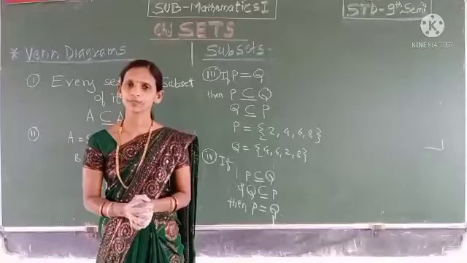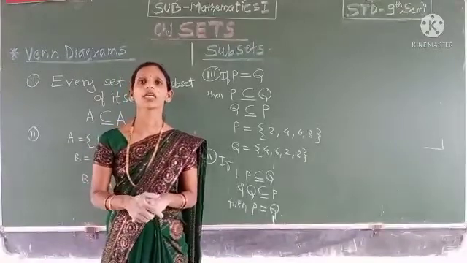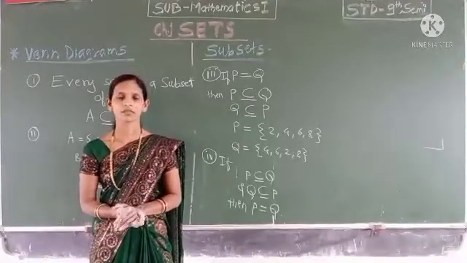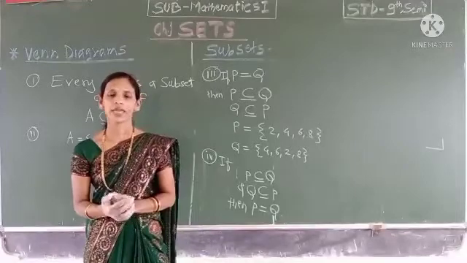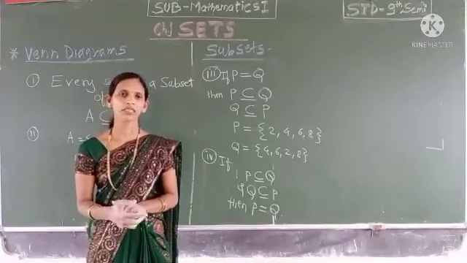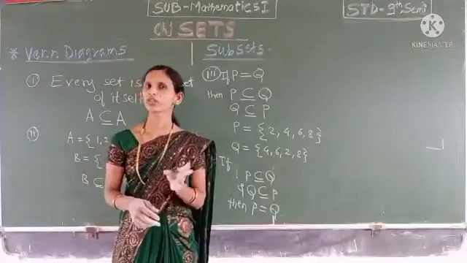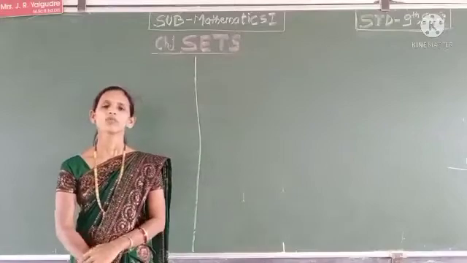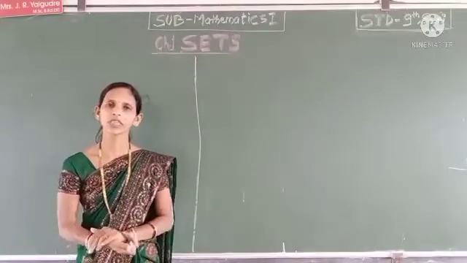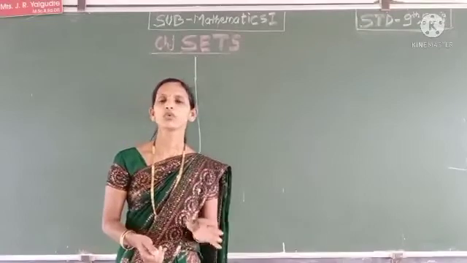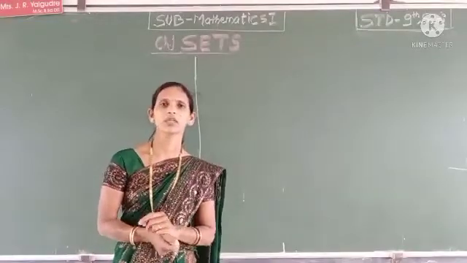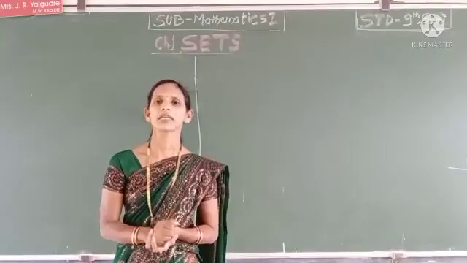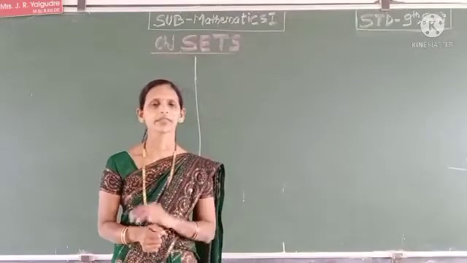That is about the properties of equal sets and about the Venn diagram as well as subsets. Then you may solve the examples from practice set 1.3, which depends upon Venn diagrams as well as subsets. Then one more concept related to sets that we are going to discuss is the universal set and the complementary set or complement set.